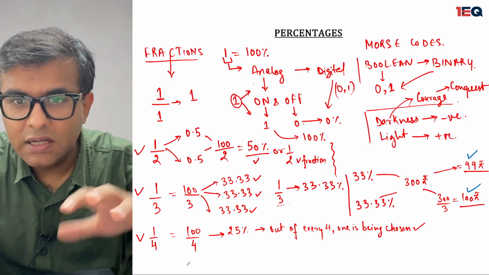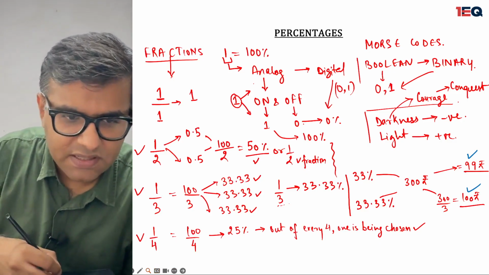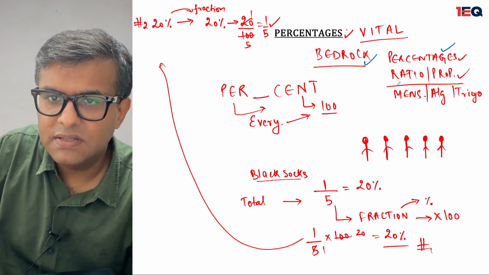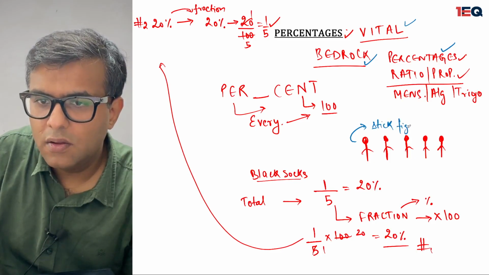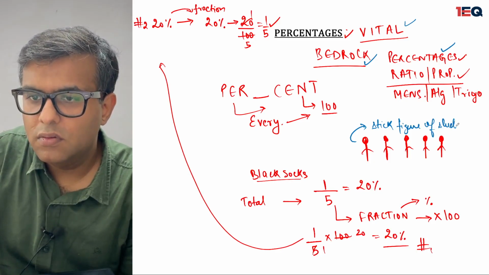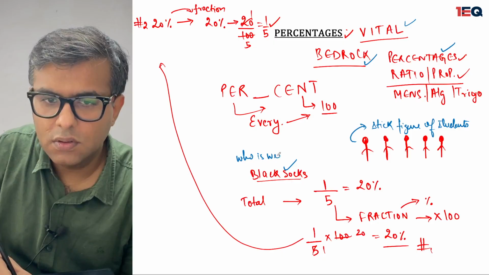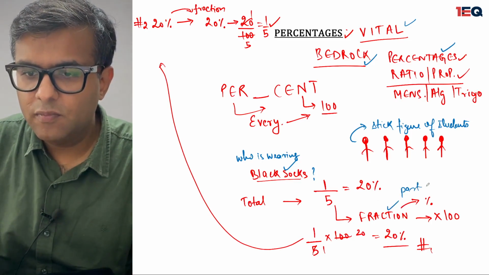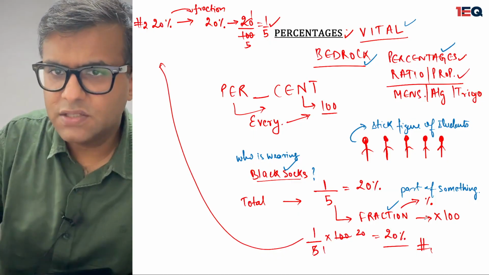Now I'm moving on to the real theory part, which is already written in the slides. You just have to go through them, and if you want, I will encircle the points which are very important. Let me first encircle the points which are important in the previous slide as well as this slide, then I'll come down to here. Okay, I've talked about the bedrock, it being percentages, it being a vital part, about these stick figures of students, then who's wearing black socks, then fraction being a part of something, then 20% as a fraction being 1 by 5 and 1 by 5 being a fraction of 20%.